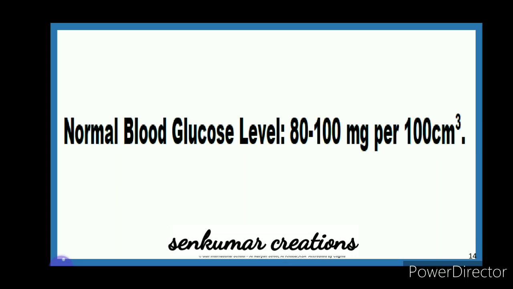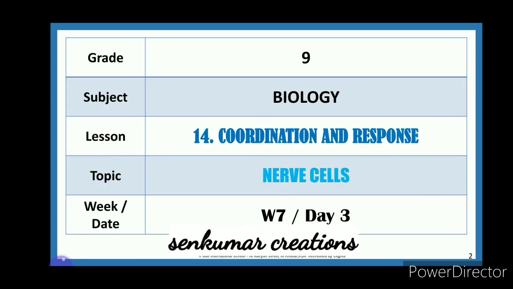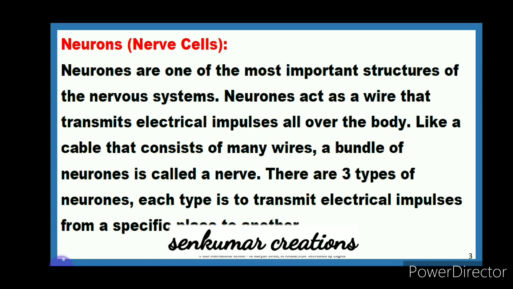There are two items we have studied in this lesson. First, temperature maintenance, and another one is glucose maintenance. Okay, that's all. And to start the next topic in this lesson, coordination and response, is nerve cells. Okay, the nerve cells are the nerves. The fundamental unit of the nervous system is the nerves.